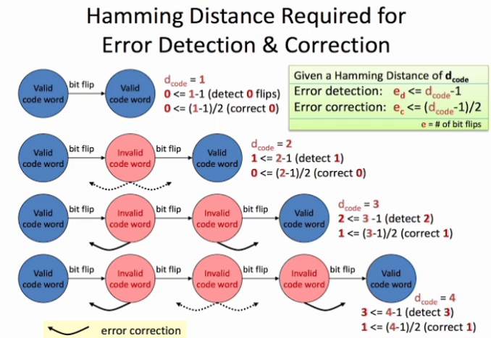X bar equal to M bar G bar. X bar H bar transpose equal to M bar G bar H bar transpose. X bar H bar transpose equals 0. This is the parity check equation. The matrix H bar is called the parity check matrix of the code. H bar is said to be valid when the following two conditions are satisfied: H bar G bar transpose equals 0, and the rank of H bar is n minus k.